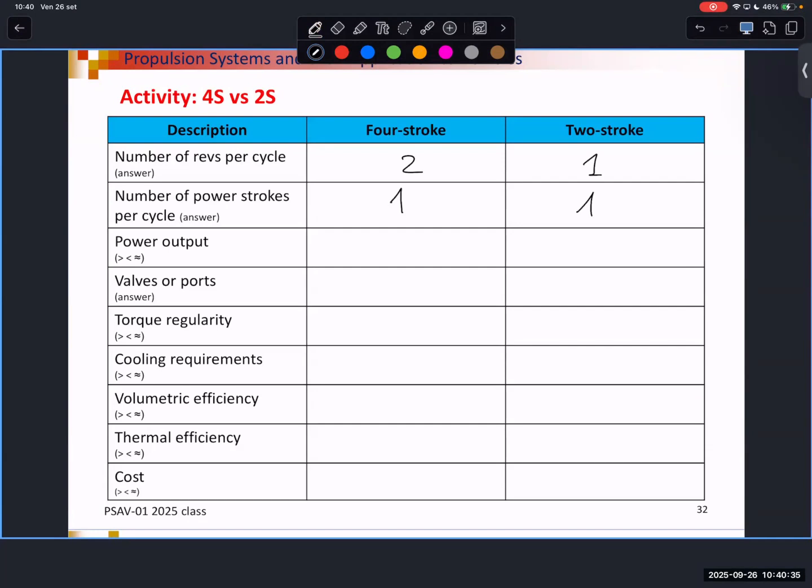That is the motivation for which... So 1 power stroke and 1 power phase. Power output, of course, for the same displacement, which do you think is higher? 2 stroke is higher.